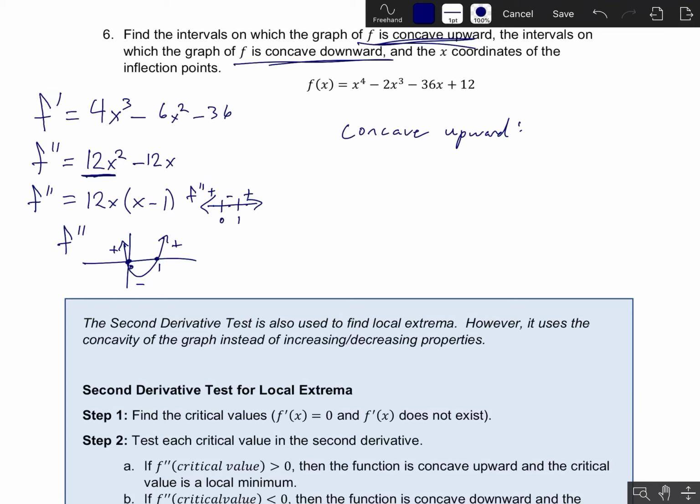So that happens when the second derivative is positive. And as we've seen either from this number line or from the graph, we know that f double prime is positive if you are smaller than 0 or positive if you are bigger than 1. So I would write that in interval notation like this. f will be concave upward between negative infinity and 0, and then it will be concave up again once we pass 1. So that will be from 1 to infinity. So that's where we're concave upward.